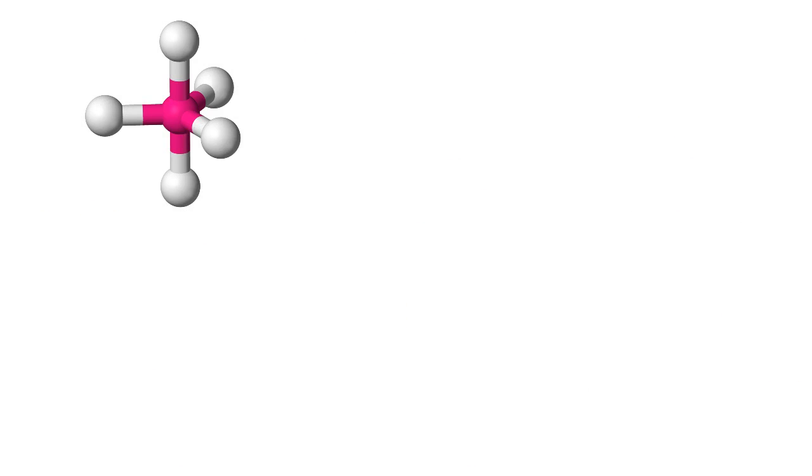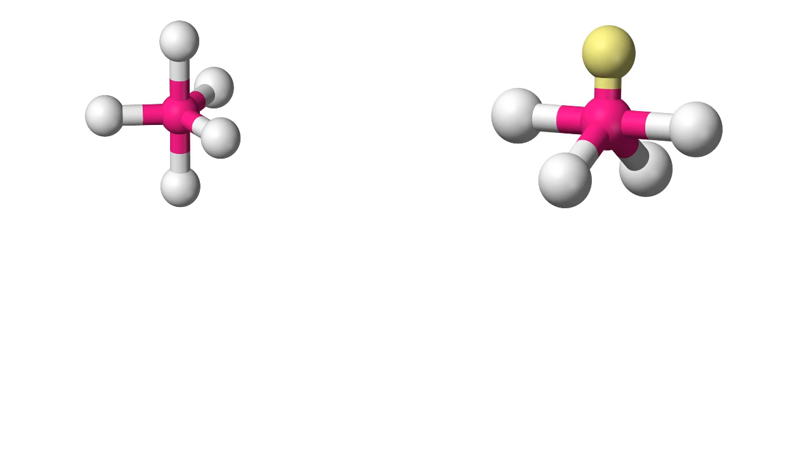Trigonal bipyramidal, bond angles 90 and 120. Axial bonds are longer than equatorial. Example: phosphorus pentachloride. Seesaw shape with 1 lone pair, bond angles less than 90 and 120 degrees.